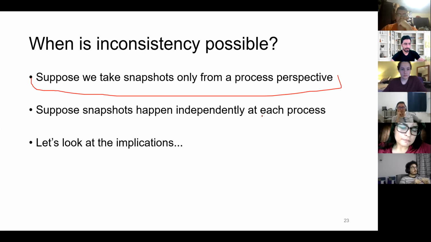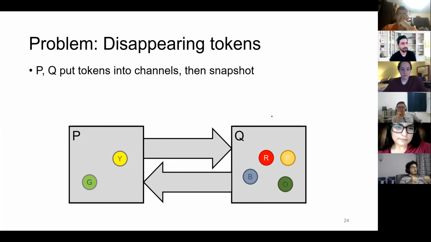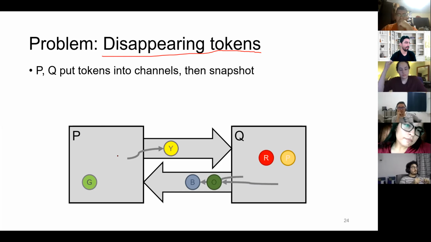Because of course the snapshot is happening independently on each process, and you can see here in this example what the issue can be. P and Q put tokens in 2 channels and then take a snapshot. That can be one problem. We call it disappearing tokens. Of course there are unidirectional channels that are communicating, like these 2 bank branches, New York and San Francisco, with some messages going on in the channel all the time.